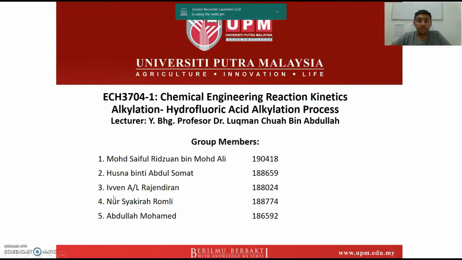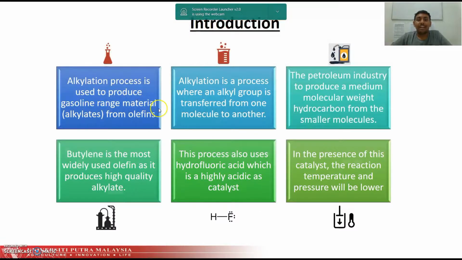Today we are going to talk about the hydrofluoric acid alkylation process. First of all, the alkylation process is a transfer of an alkyl group from one molecule to another molecule. This process is used to produce a gasoline range material from olefin. It is the most common process in the petroleum industry, and it uses hydrofluoric acid as a catalyst. This catalyst will lower the temperature and also the pressure.